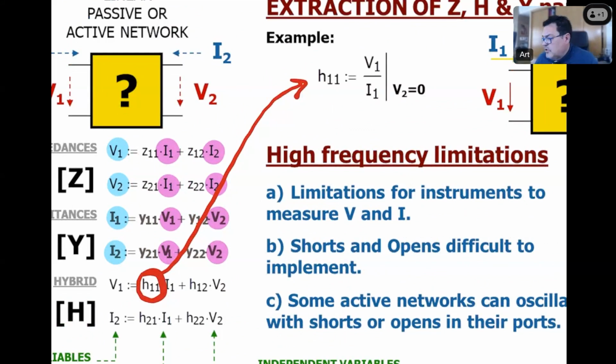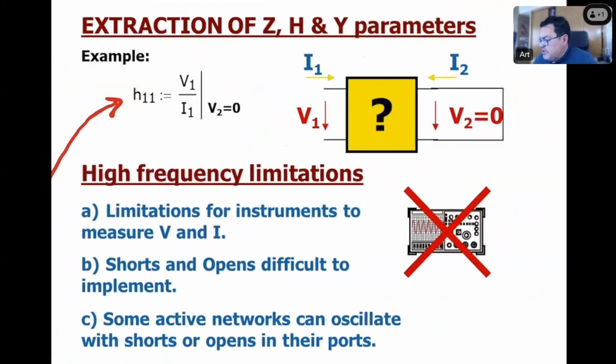That means what? You need to take your network and create a source circuit. So what happens with H, Z, or Y parameters? To extract the value of the parameters, you need to create, at your network's input and output ports, short circuits or open circuits. And we have several limitations for this approach.